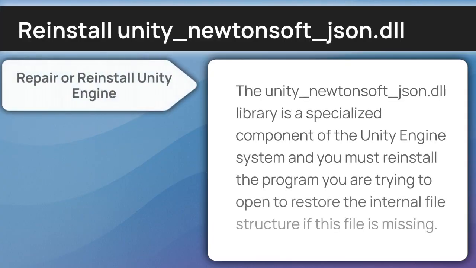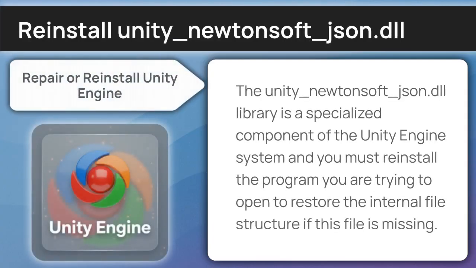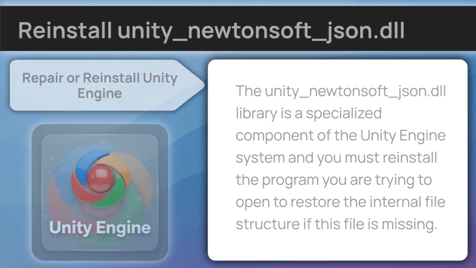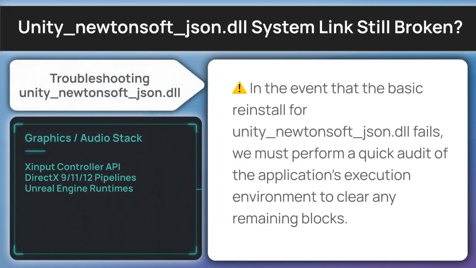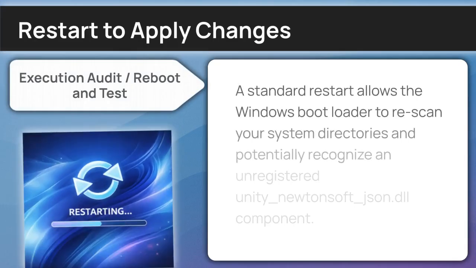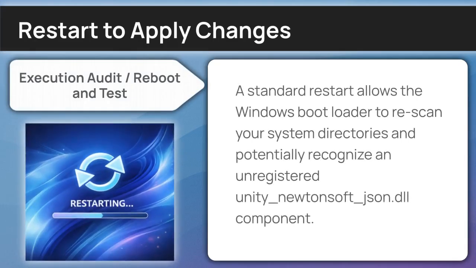The Unity Newtonsoft JSON module DLL library is a specialized component of the Unity engine system, and you must reinstall the program you are trying to open to restore the internal file structure if this file is missing. Should the file remain missing after a reinstall, we need to ensure that the operating system is forced to re-index its shared library paths. A standard restart allows the Windows bootloader to rescan your system directories and potentially recognize an unregistered Unity Newtonsoft JSON module component.